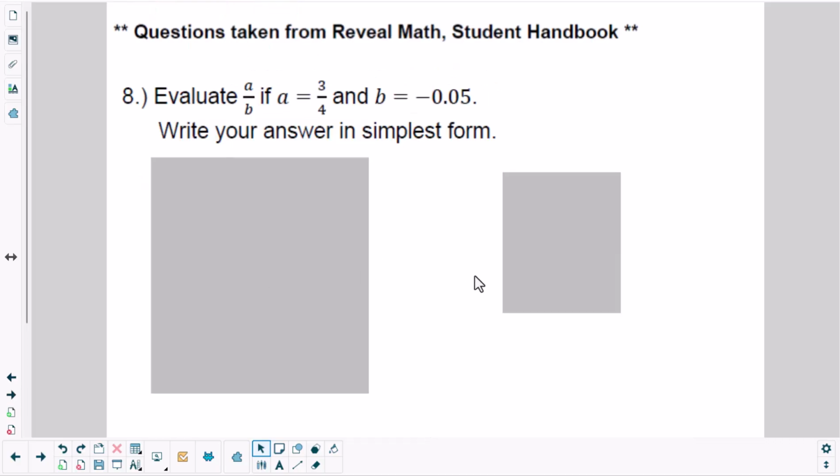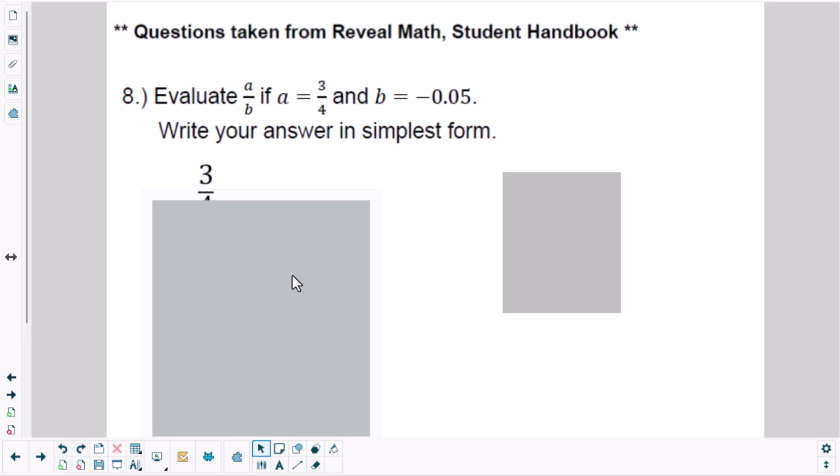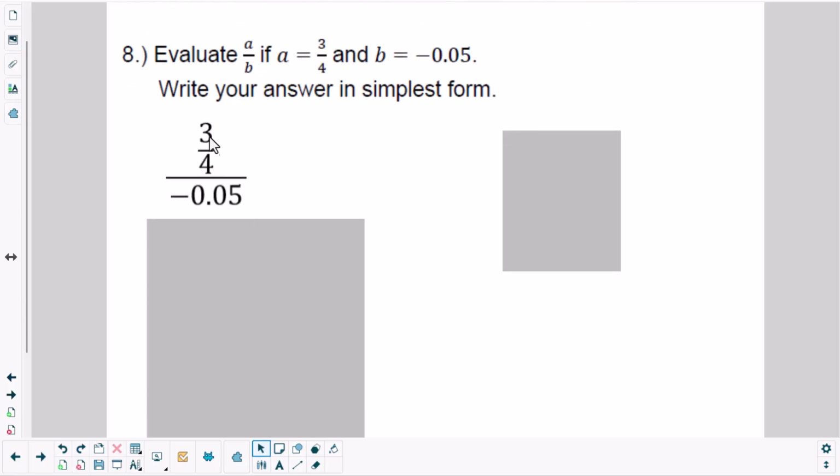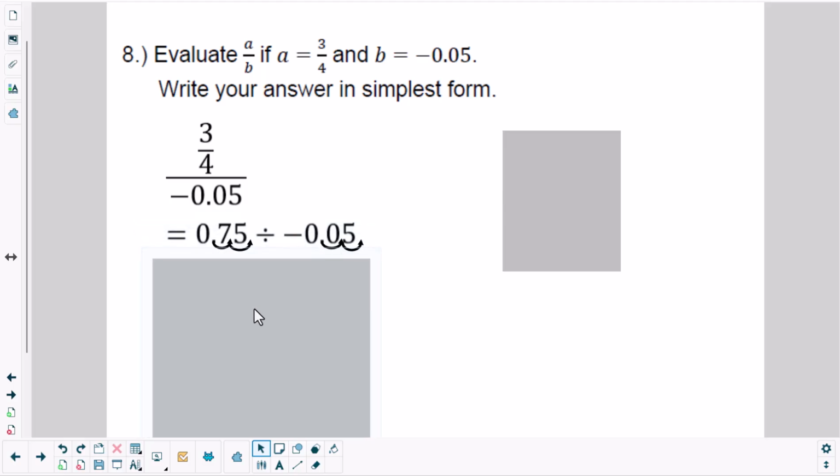All right, number 8, evaluate A over B if A is 3/4 and B is negative 0.05. So it's going to look kind of like this, a fraction within a fraction. We call that a complex fraction. So 3/4 over negative 0.05. You can rewrite this as 3/4 divided by negative 0.05, or you can change the 3/4 into a decimal, which is 0.75. That's one you should be familiar with.